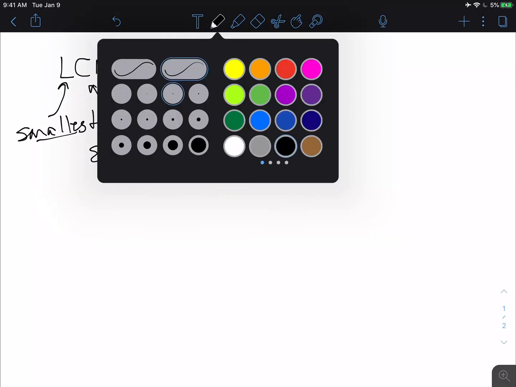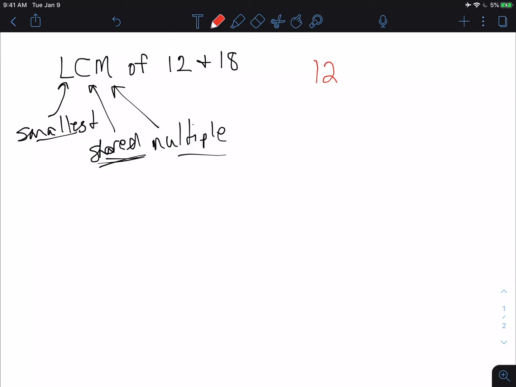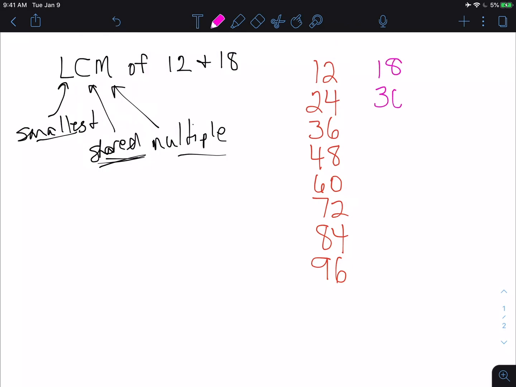So the multiples of 12 would be 12, 12 times 1, 12 times 2, 12 times 3, 12 times 4, 12 times 5, 12 times 6, 12 times 7, 12 times 8, and that might be enough. Now let's list the multiples of 18. We have 18 times 1, 18 times 2, 18 times 3, 18 times 4, 18 times 5, 18 times 6. Right here's my mistake. There we go.